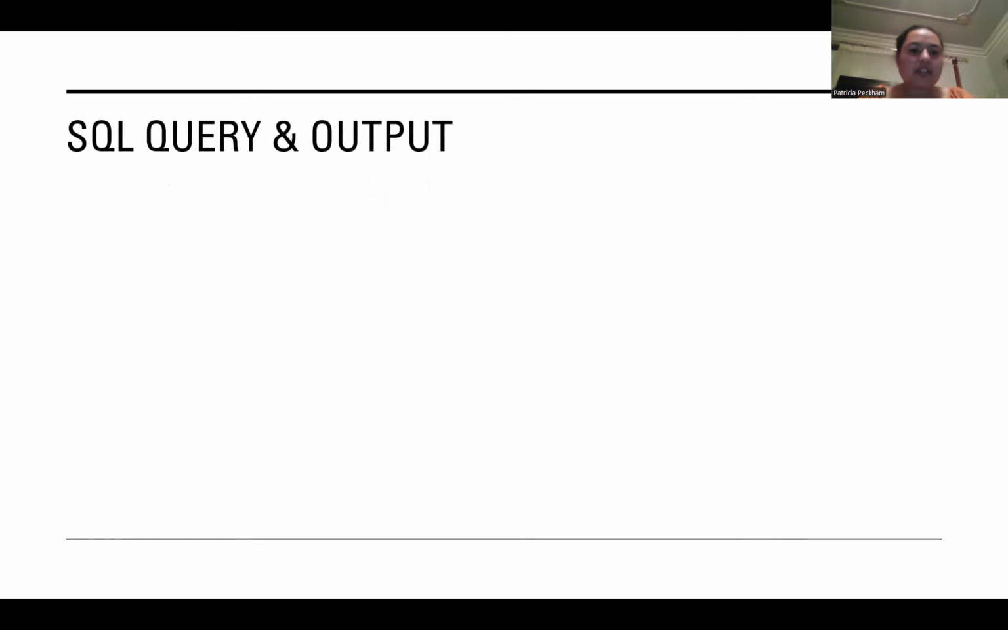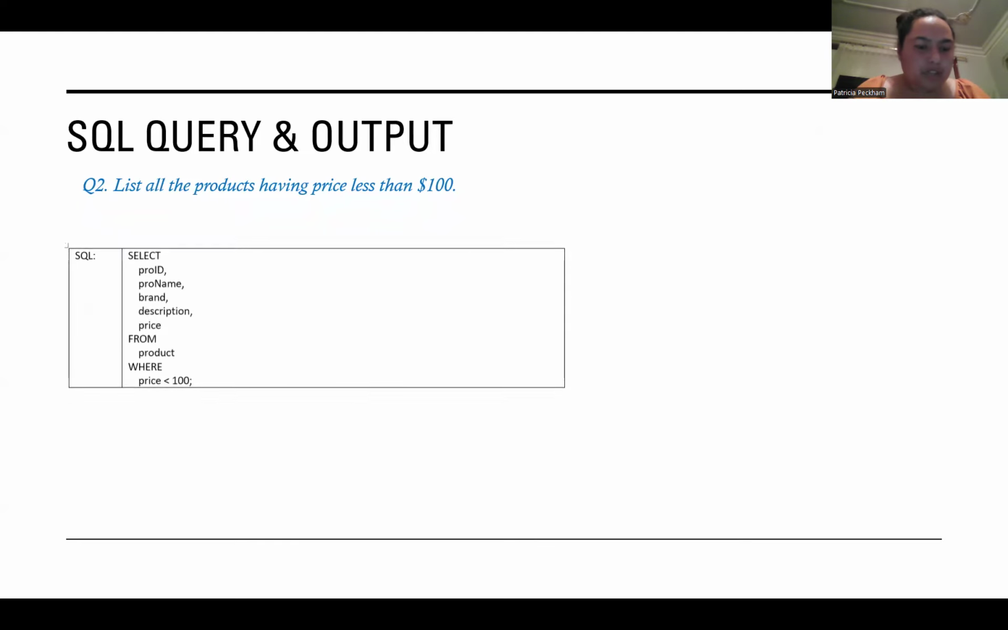Let's move on to the SQL query and output. I chose question number 2: list all the products having price less than 100. In SQL, you have to input this command, which is SELECT pro ID, which is basically product ID, pro name, brand description, and price. These will be your attributes, like your columns, right? From the product table, which is FROM product, and WHERE, which is basically a filtering clause, where price is less than 100. So that is your query.